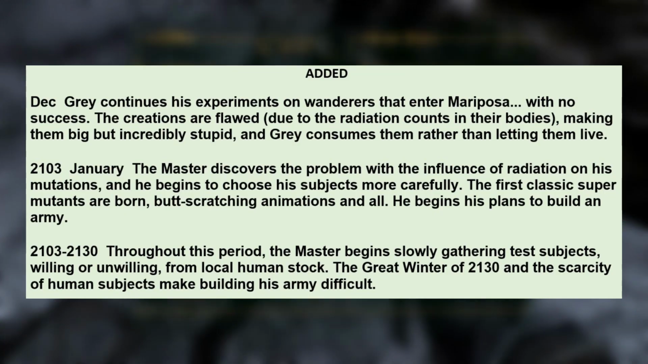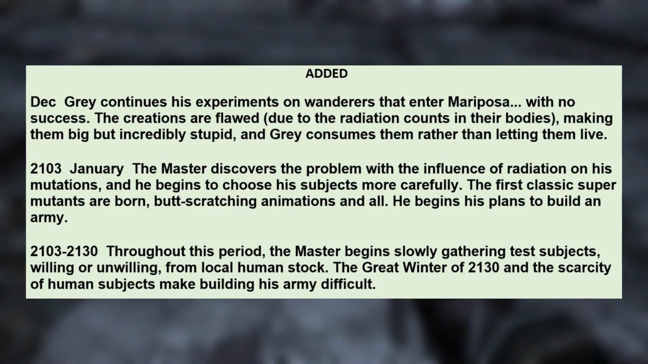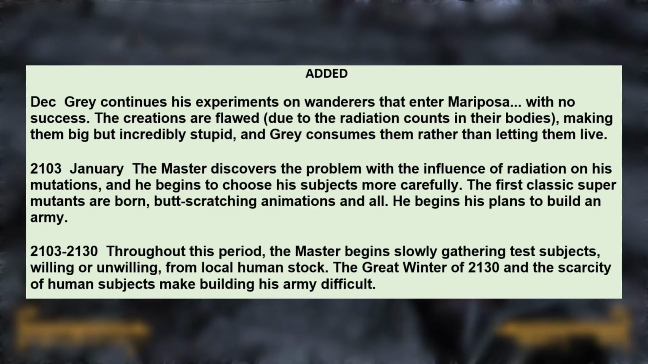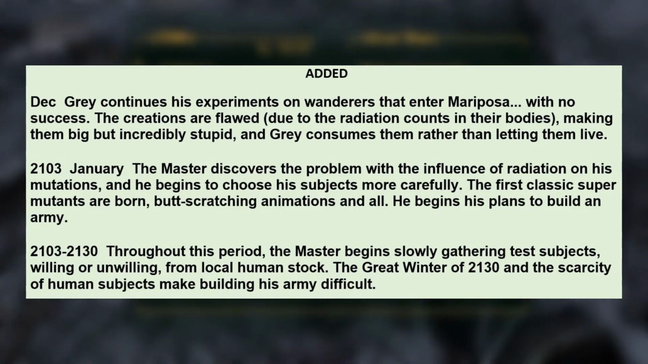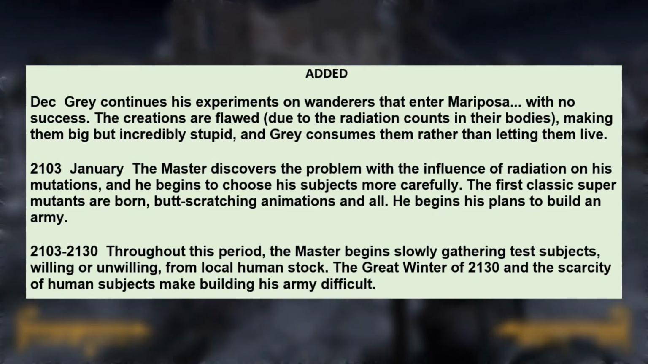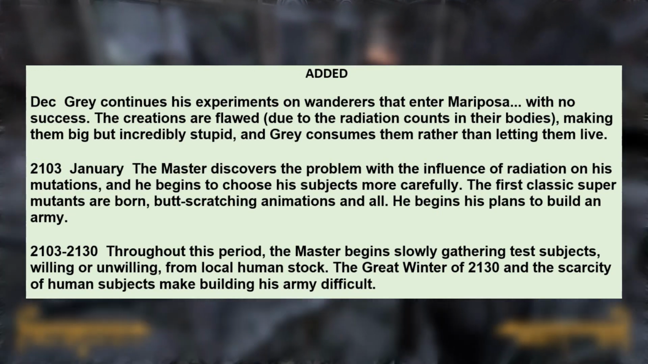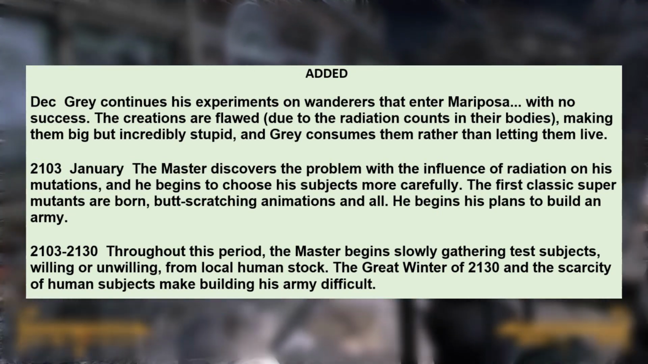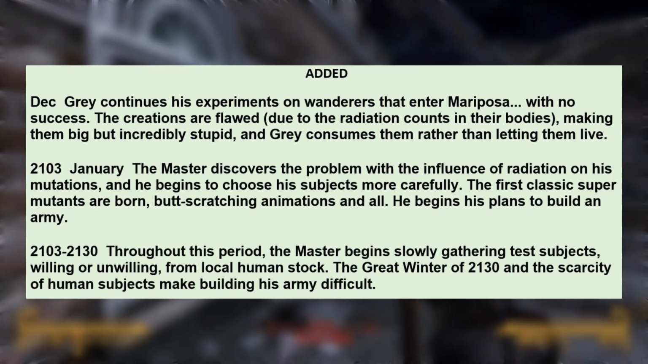2103, the Master discovers the problem with the influence of radiation on his mutations, and he begins to choose his subjects more carefully. The first classic super mutants are born, butt-scratching animations and all. He begins his plans to build an army.